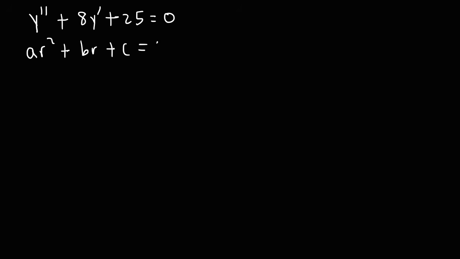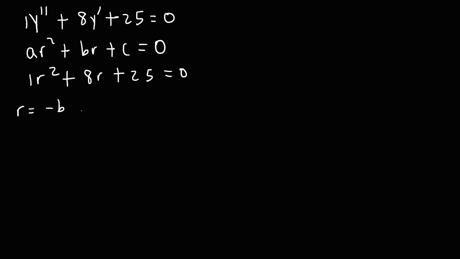So let's write this formula first. We could see that A is equal to 1, B is 8, and C is 25. Now to find two numbers that multiply to 25 and at the same time add to 8, that's not going to happen. So we can't really factor this expression, which means we need to use the quadratic formula.